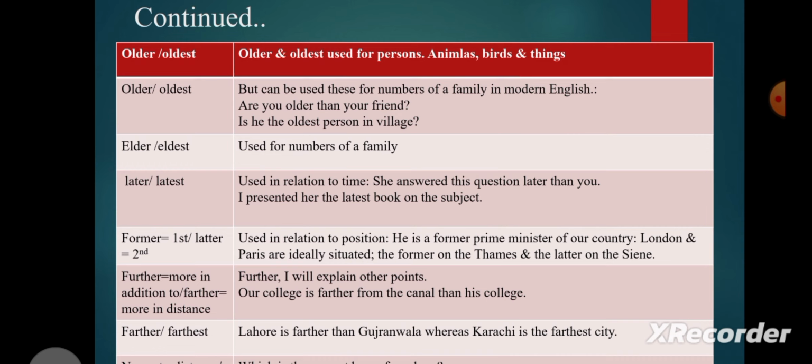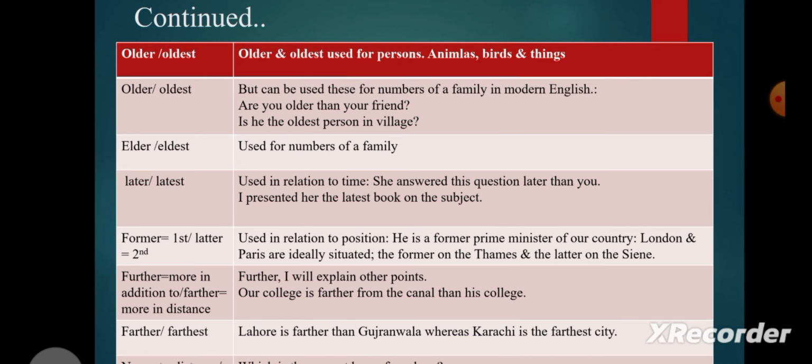And now later and latest. These are used in relation to time. She answered this question later than you. I presented her the latest book on the subject. Now, former, first, later, and second. Further, farther, and farthest. Former is used in relation to position. He is the former Prime Minister of our country. London and Paris are ideally situated, the former on the Thames and the latter on the Seine.